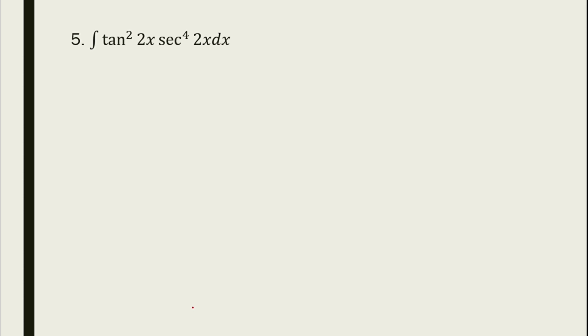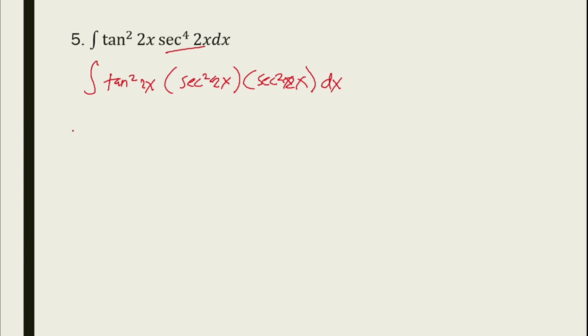So the integral of tan squared 2x secant to the fourth 2x. The first thing that we're going to do is we have to factor this part, because we have to anticipate that the derivative of tan is equal to secant squared. So the integral of tan squared 2x secant squared 2x, and we have here secant squared 2x dx. Next, we have here the integral of tangent squared 2x secant squared 2x.